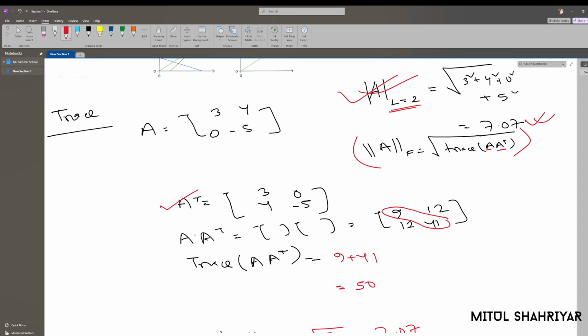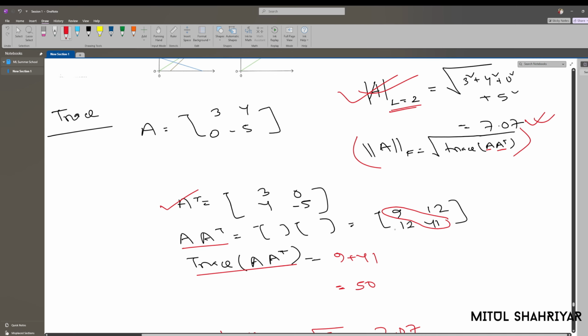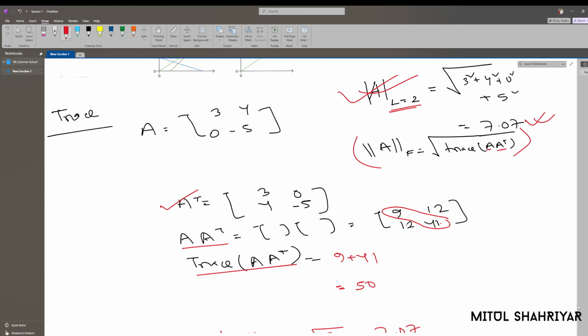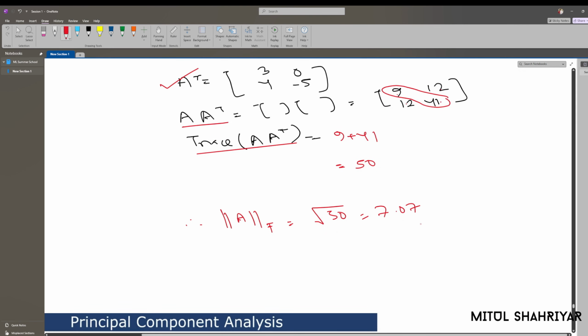Again, if we take the transpose and multiply them, you see this is the multiplication result, 9, 12, 12, 41. We just add the diagonal, and that is the trace, which is 50, and then we have to root it, and we will get 7.07. Easy.